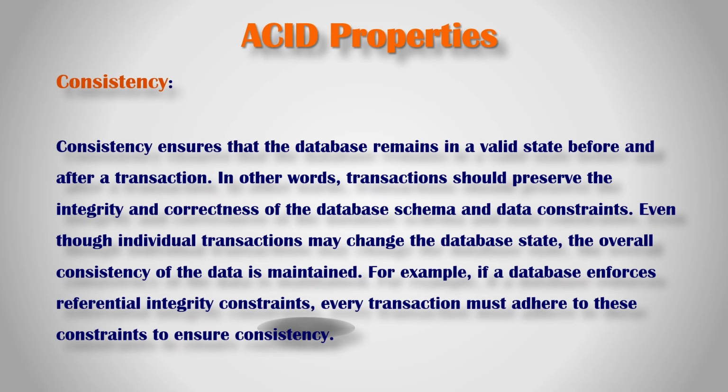Consistency. Consistency ensures that the database remains in a valid state before and after a transaction. In other words, transactions should preserve the integrity and correctness of the database schema and data constraints. Even though individual transactions may change the database state, the overall consistency of the data is maintained. For example, if a database enforces referential integrity constraints, every transaction must adhere to these constraints to ensure consistency.